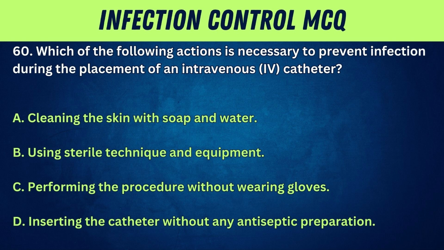60. Which of the following actions is necessary to prevent infection during the placement of an intravenous catheter? A. Cleaning the skin with soap and water. B. Using sterile technique and equipment. C. Performing the procedure without wearing gloves. D. Inserting the catheter without any antiseptic preparation.